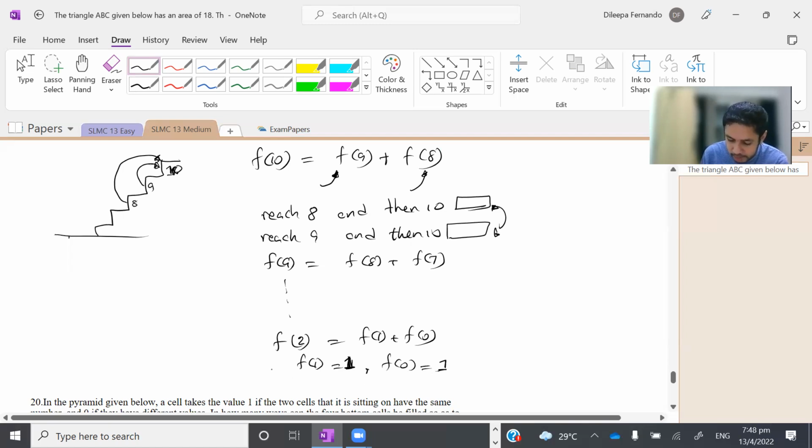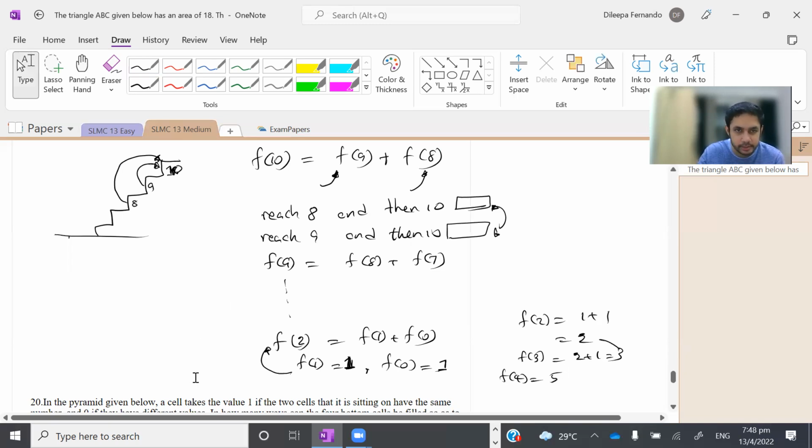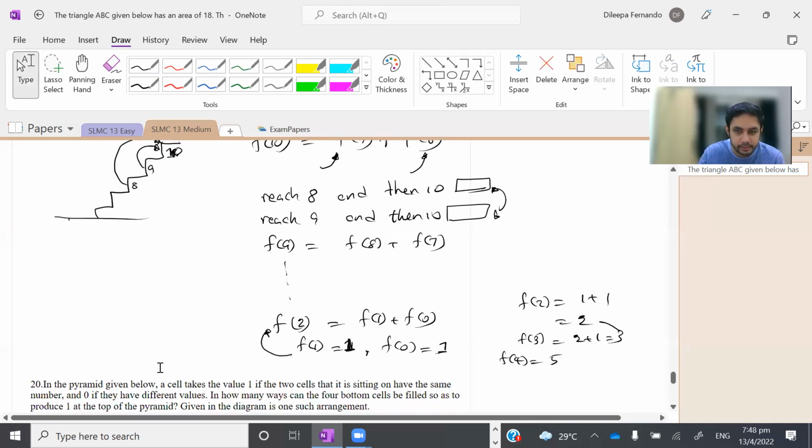And now we can do it from the base, from the bottom. You can see F2 equals 1 plus 1 equals 2. F3 equals 2 plus 1 equals 3. F4 equals F2 plus F3, 2 plus 3, 5. You can do it until you arrive at the final answer.